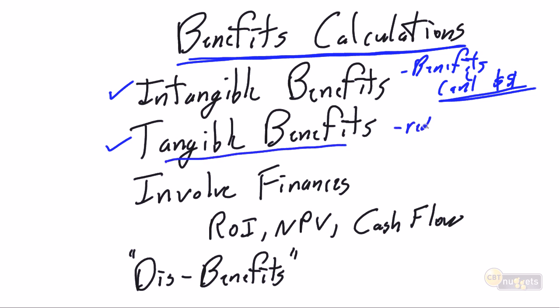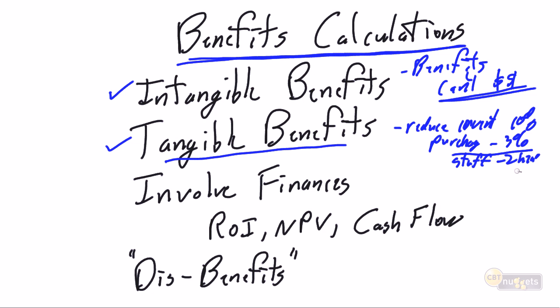We can reduce inventory by 10%. We can improve purchasing to get discounts by 3% by volume purchasing, whatever the case is going to be. Or we can reduce staff by 2 heads for an annual savings of. So obviously, we're going to get more ammunition to take to senior management if we can come up with the true tangible benefits. And as we come up with the new tangible benefits, I believe we absolutely need to involve finance.